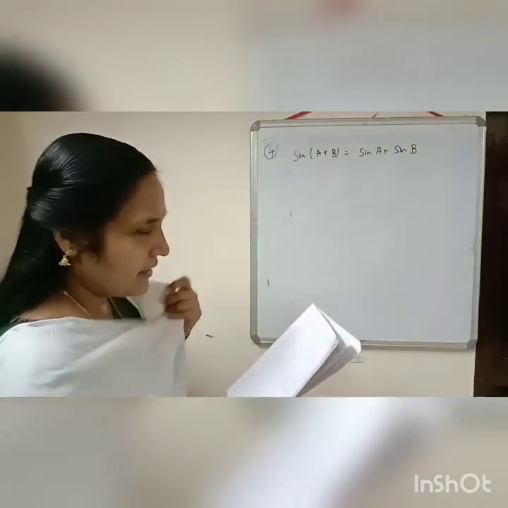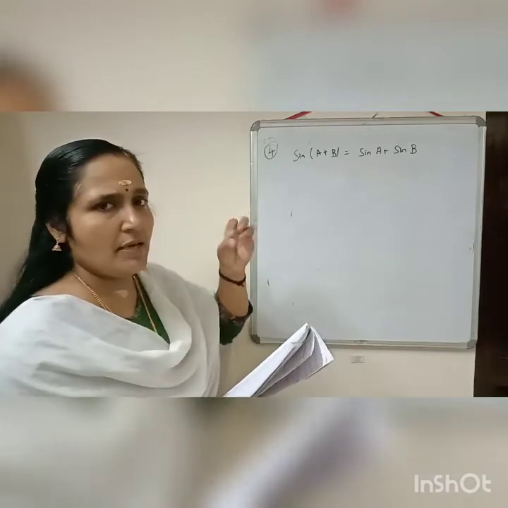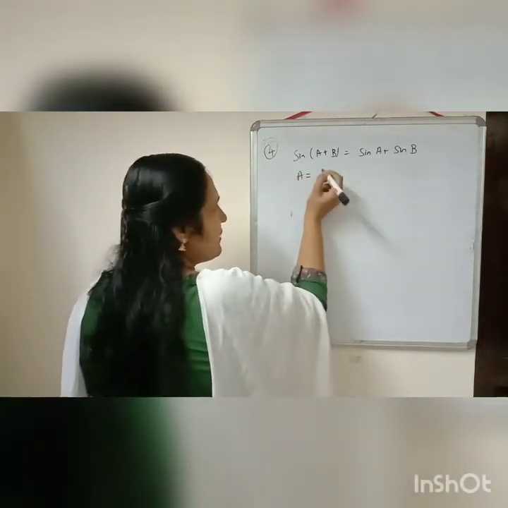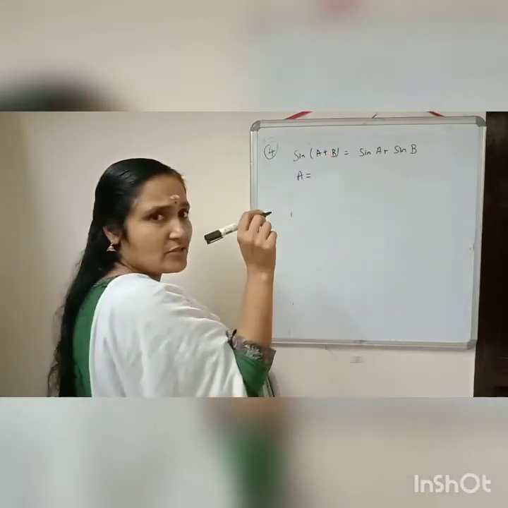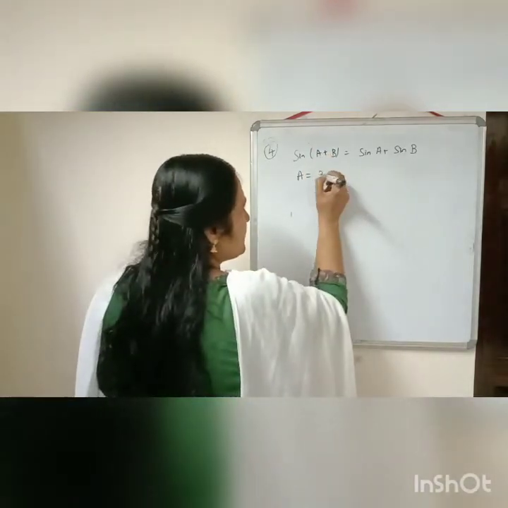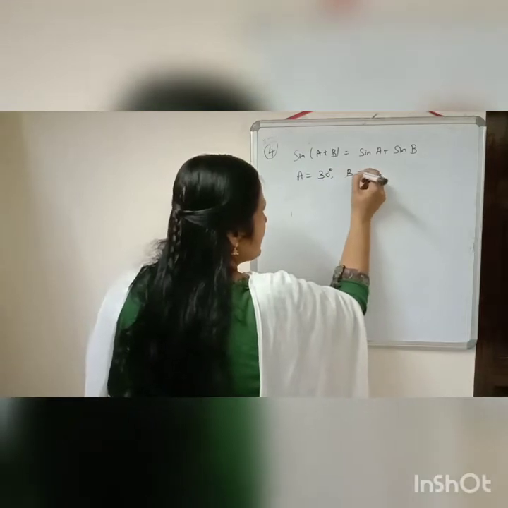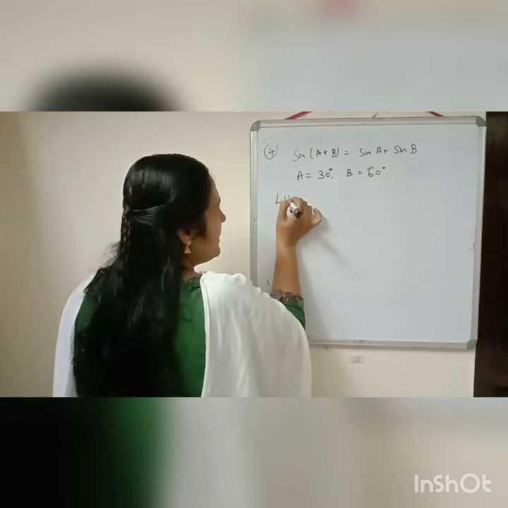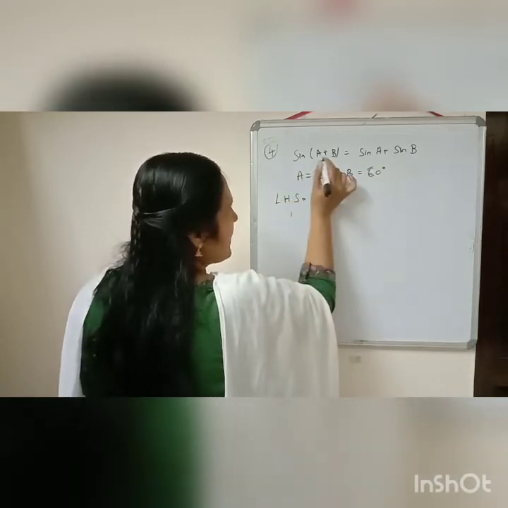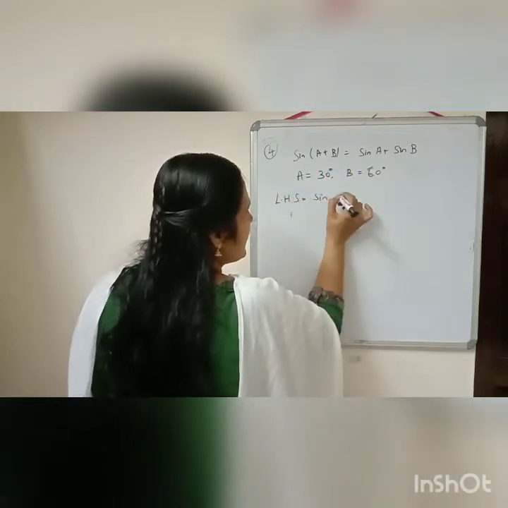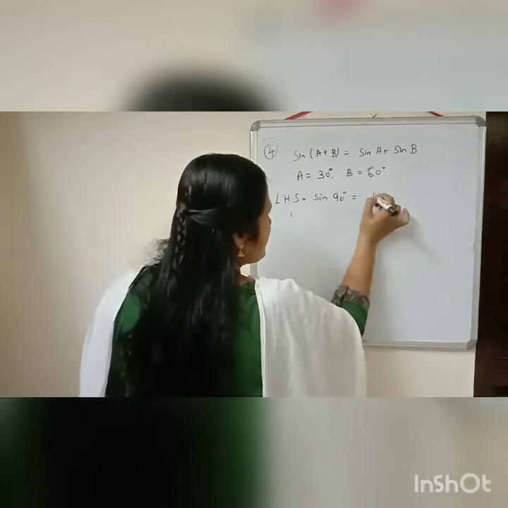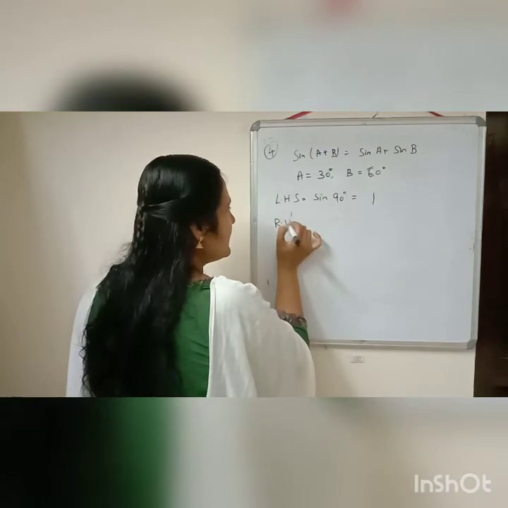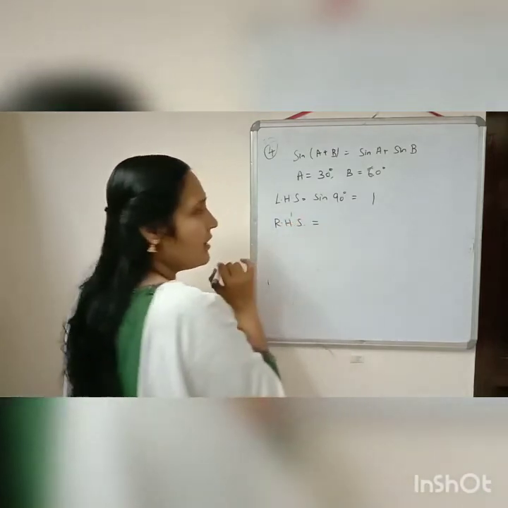For that, in place of A and B we can substitute some values. Usually you substitute values such that the value of the addition is also known. Suppose I take A = 30 degrees and B = 60 degrees. Left hand side will be sin(30 + 60), so we get sin 90 degrees. And what is the value of sin 90 degrees? 1. Now we will check whether the right hand side is also equal to 1 or not.